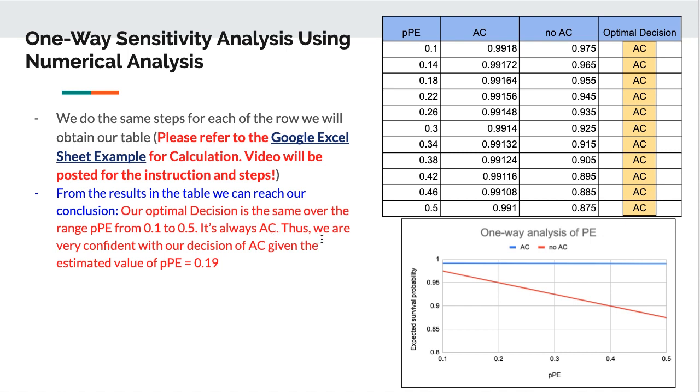With that observation, we can interpret that we are very confident in our decision of the AC recommendation when we calculated at the beginning PPE equals 0.19. So 0.19 can be somewhere over here, and we analyze this range of sensitivity right here. We consider from 0.1 to 0.5. The calculation is pretty much the same. Once we have this value, all of the formulas applied to AC and no AC are the same.